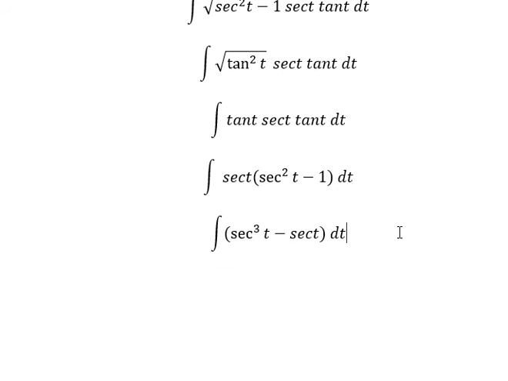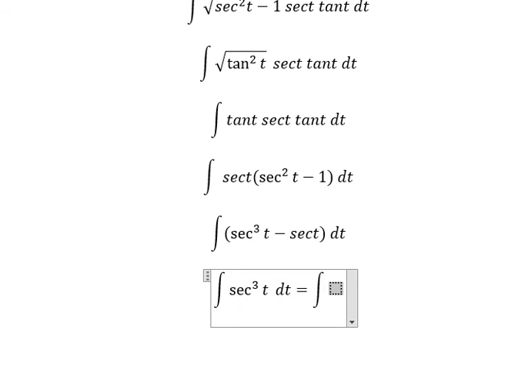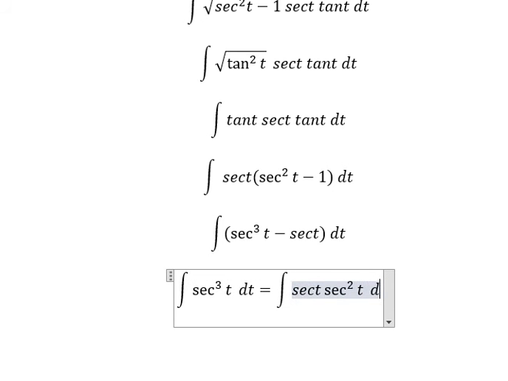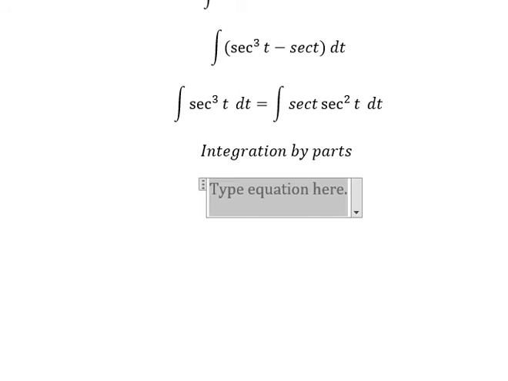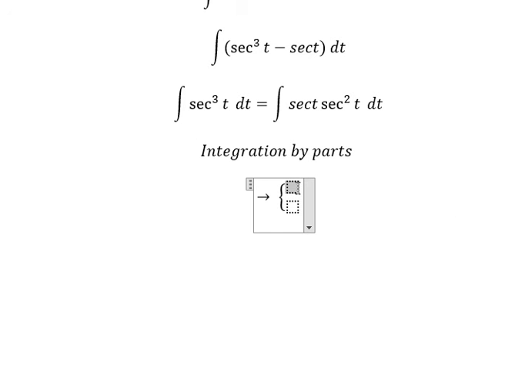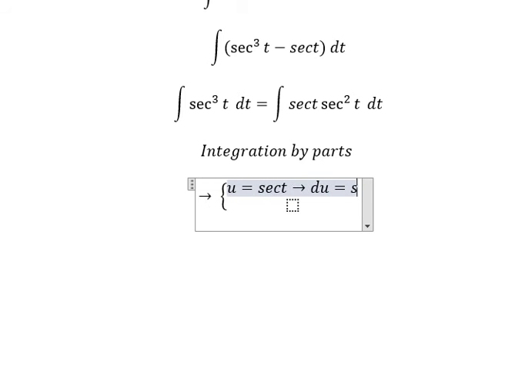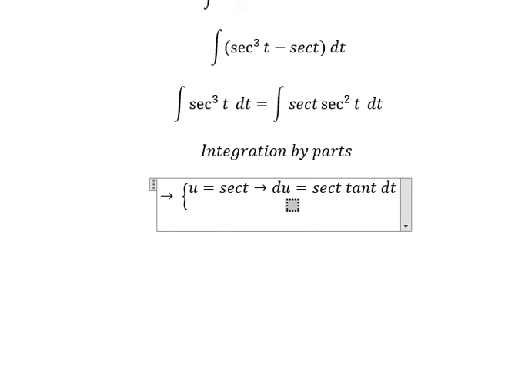Now I will concentrate about this one. And this one we separate them into secant of t, secant of t squared dt. Next, we need to use integration by parts. So we got u equal to secant of t, du, you got secant of t tan t dt. And dv we got secant of t squared dt, and we got v equal to tan t.